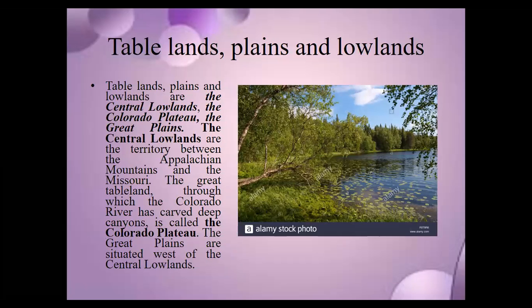Tablelands, plains, and lowlands are the Central Lowlands, the Colorado Plateau, and the Great Plains. The Central Lowlands are the territory between the Appalachian Mountains and the Missouri. The Great Tableland, through which the Colorado River has carved deep canyons, is called the Colorado Plateau. The Great Plains are situated west of the Central Lowlands.